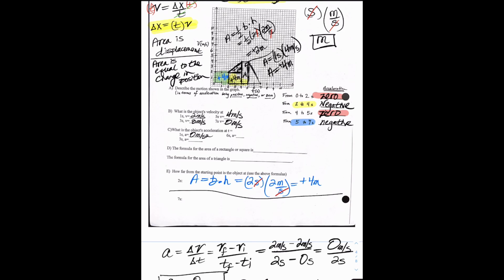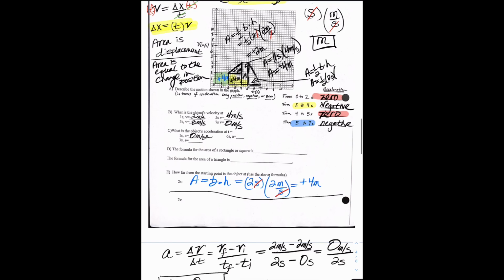And then finally, this triangle right here, area is equal to 1/2 base times height. And here the base is 2 seconds and the height is 4 meters per second. So 1/2 of 8 is going to equal 4, and that's positive 4 meters. So my point is, let me go ahead and write that in. Oh, that's kind of hard to read.